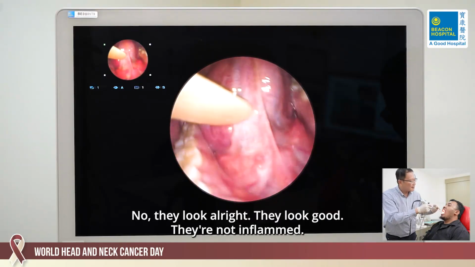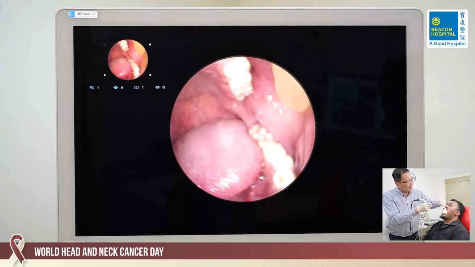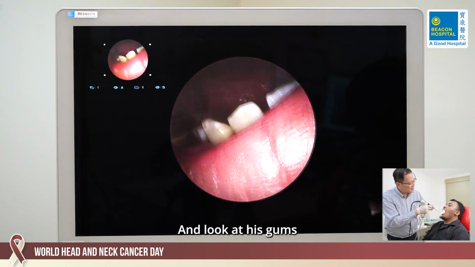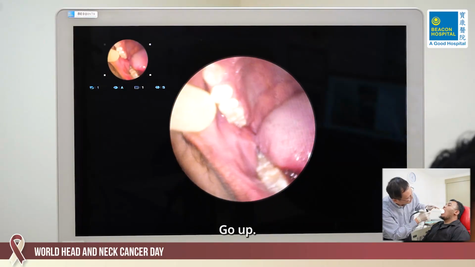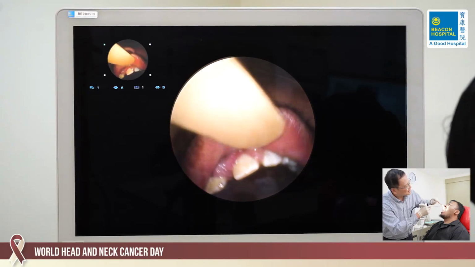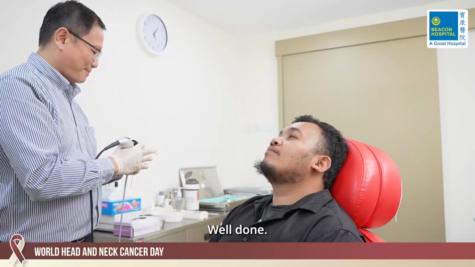They're not inflamed. And look at the flora of Mr. Amri's mouth. Okay. And look at his gums. Go up. And look at his upper gums. Well done, Mr. Amri. Okay, well done.